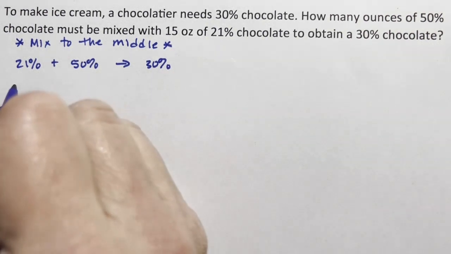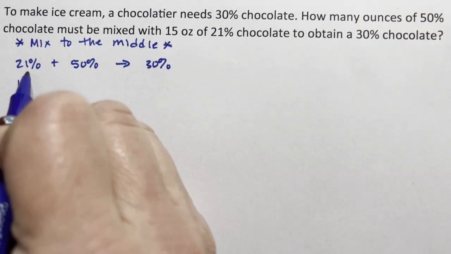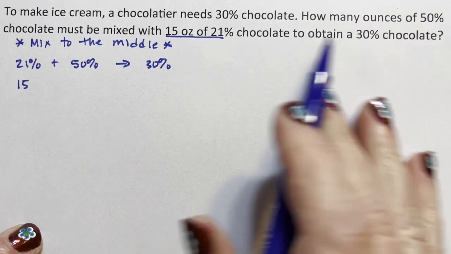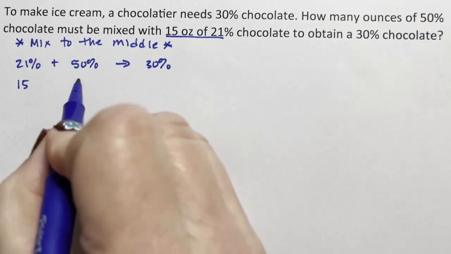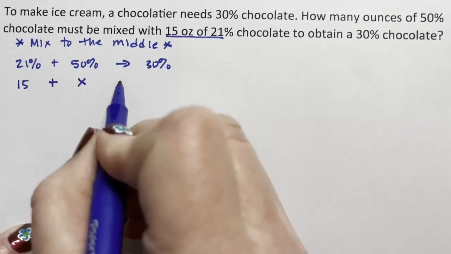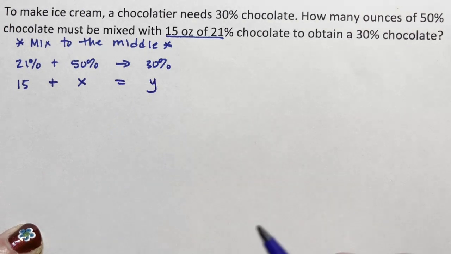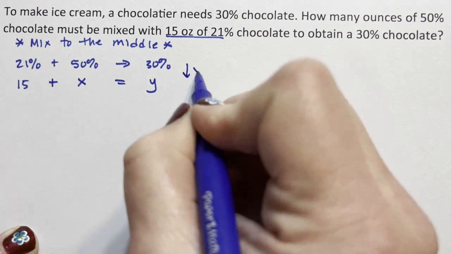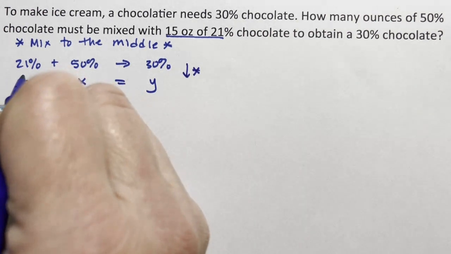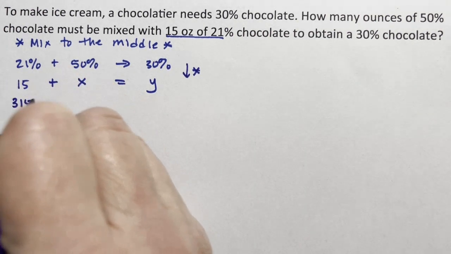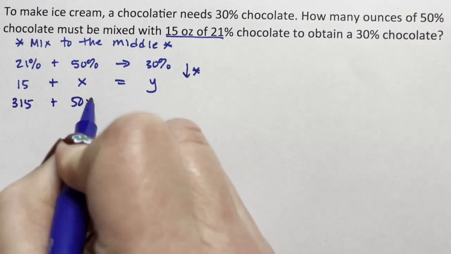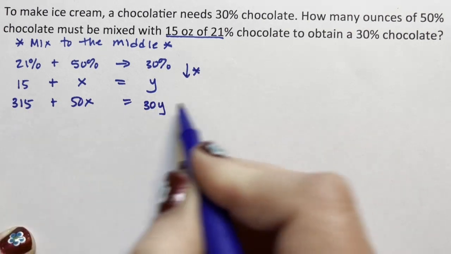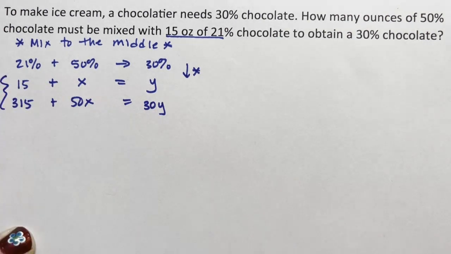Now, I know I have 15 ounces of the 21 because it says 15 ounces of 21%. So it says how many ounces of the 50% must be added to the 21 to create 30%. So I put variables under the bits I don't know, and then you multiply down. So 21 times 15 is 315. 50 times x is 50x. 30 times y is 30y. It doesn't matter where the number is, where the x is, where the y is. You always multiply down, and then you have two equations.